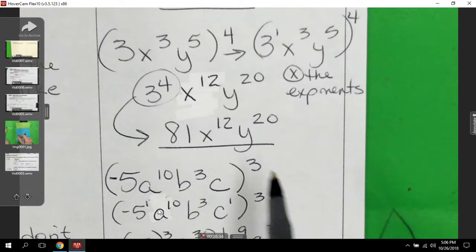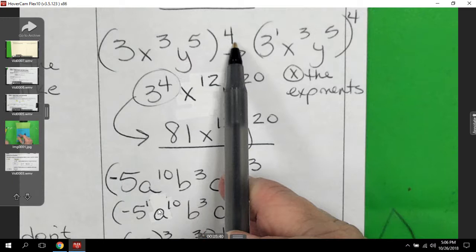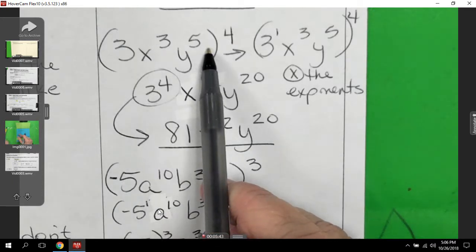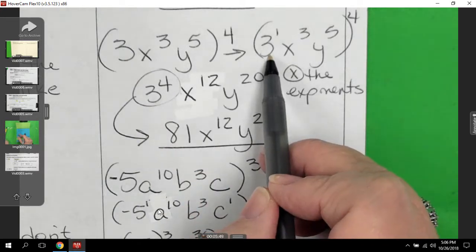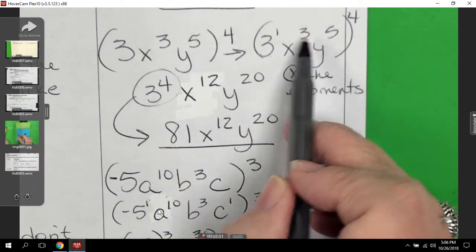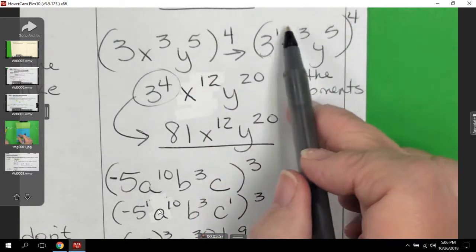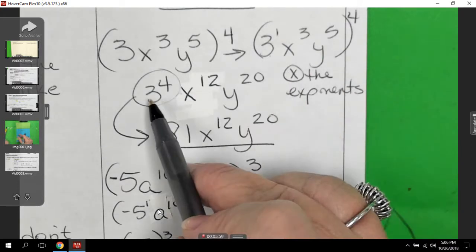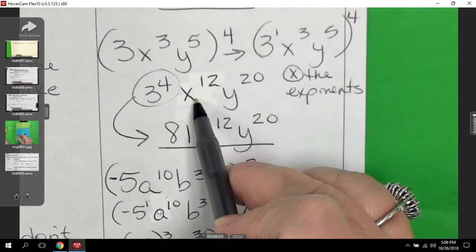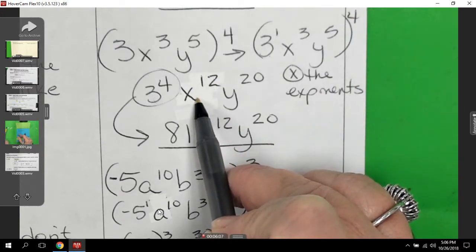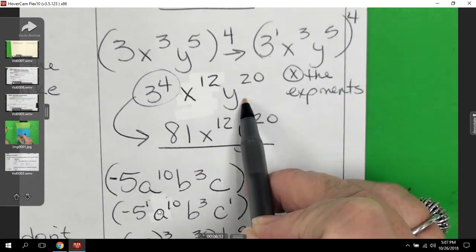Here's another example. We have 3x to the third, y to the fifth, raised to the fourth power. First, we're going to identify everybody's exponent. This 3 doesn't have an exponent, so it's understood to be 3 to the first, x to the third, and y to the fifth. Again, multiplying the exponents. 4 times 1 is 4. We now have 3 to the fourth power. 4 times 3 is 12. We now have x to the 12th power. 4 times 5 is 20. We now have y to the 20th power.